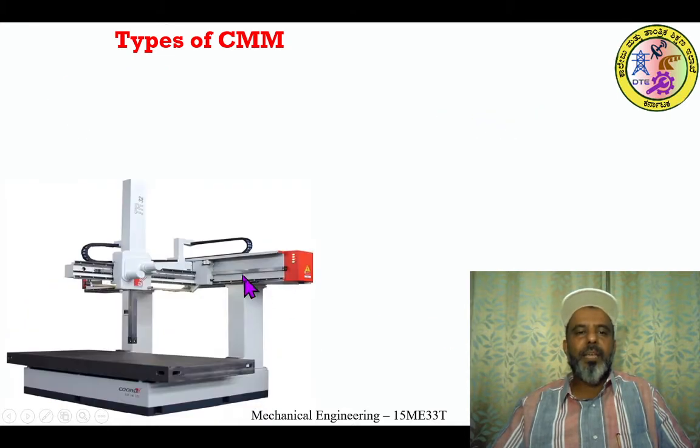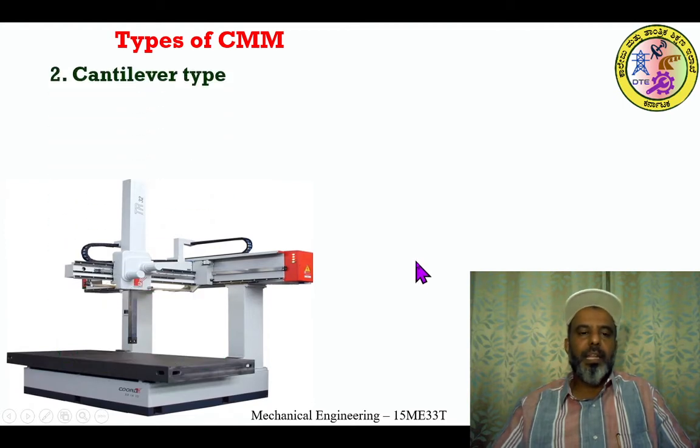The second type is the cantilever type. You can see the figure here. This is the cantilever which is projected here. This is the Z axis, probe is attached over in this axis. This is the cantilever type.